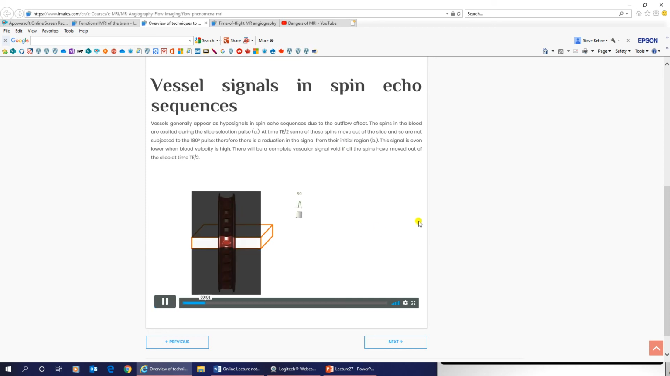Okay, here they are moving. There's the slice. Everything's excited. Now look, your waiting time TE/2 is over. See how it's moving up with it? Now you apply your pi pulse. Wait for the echo to come in. And there's your data.